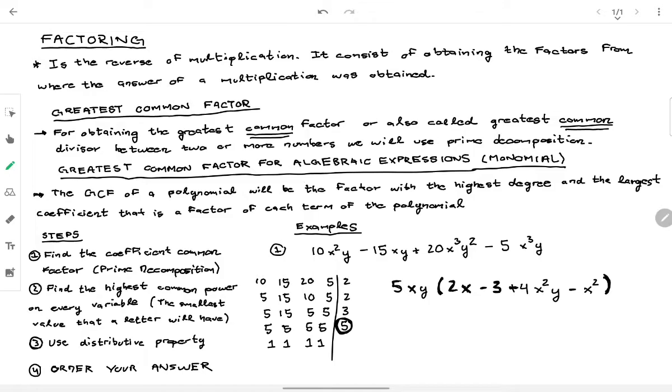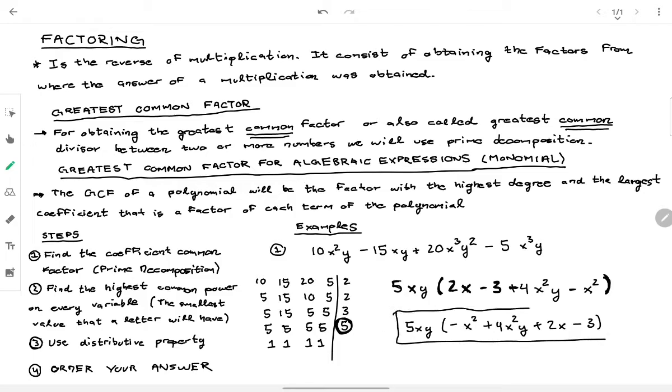Then we will need to order it, and it will be 5xy. Inside the parentheses, the first term will be minus x squared. Then it's going to be plus 4x squared y. Then it will be plus 2x minus 3. And this is going to be our correctly ordered answer. So it's not kind of difficult. It will become very easy when doing many exercises. So let's see some other example.